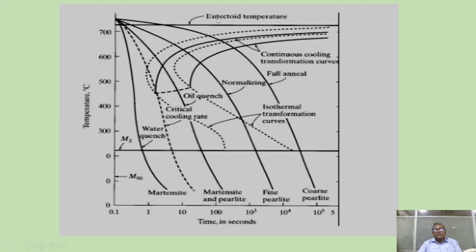So here for this particular alloy, this is the critical cooling rate. If you cool faster than this, then you have a chance of getting martensite. If you want to get martensite, the cooling rate should be faster. Otherwise, in addition to martensite, you may get bainite or pearlite or something like that.